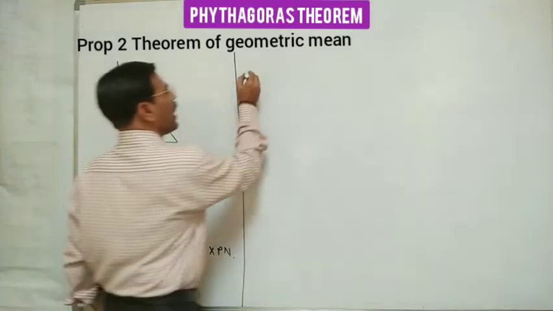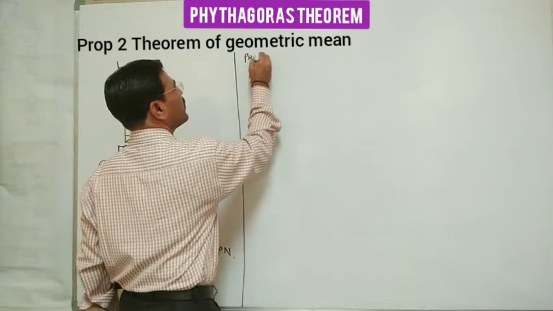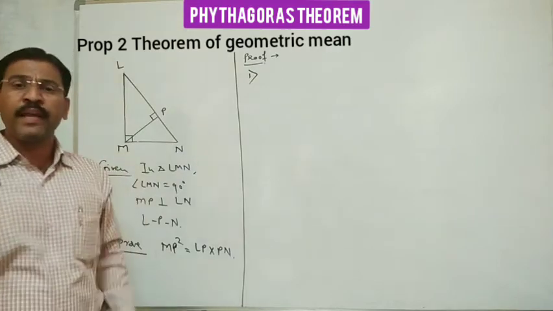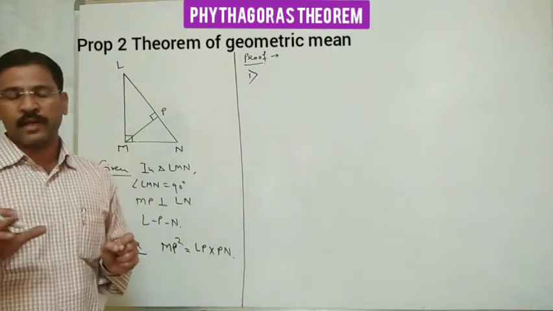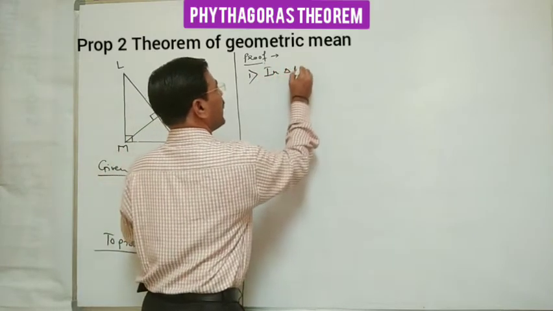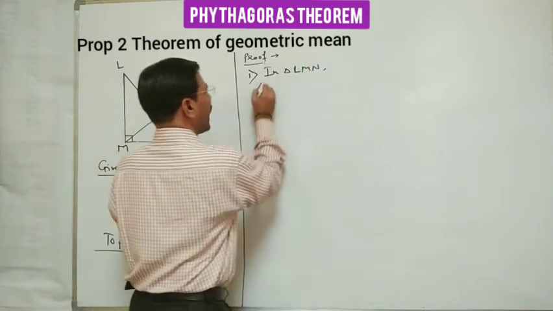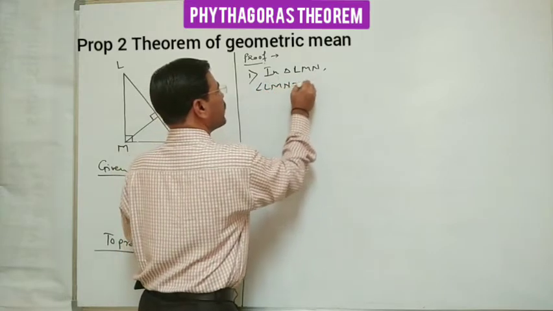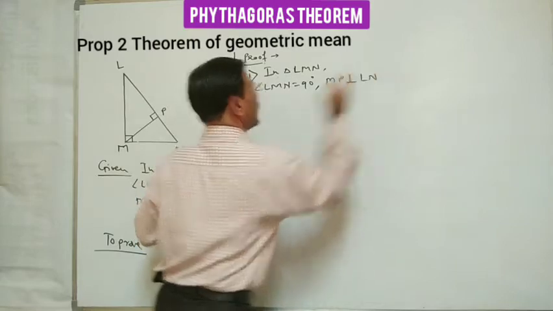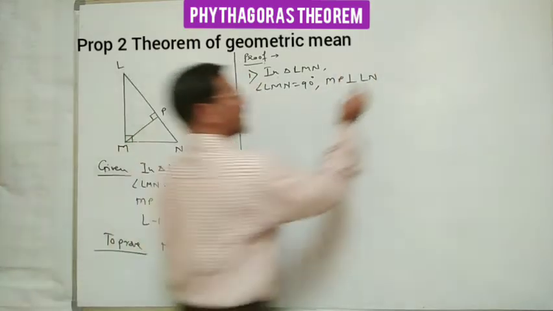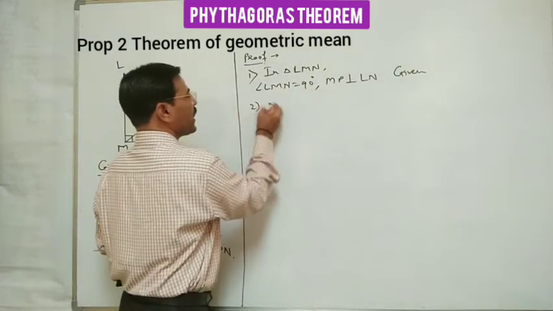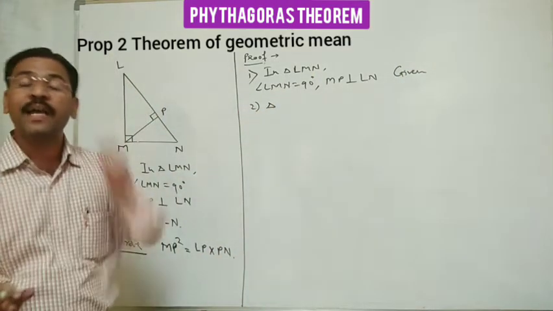Okay, first of all, I will write here in the proof part. Friends, very carefully, whenever you have to apply some property, mention which property it comes from. Okay, see first. In triangle LMN, angle LMN is equal to 90. Here MP is perpendicular to LN. This is the given part. Now, straight away I will write: all three triangles are similar.